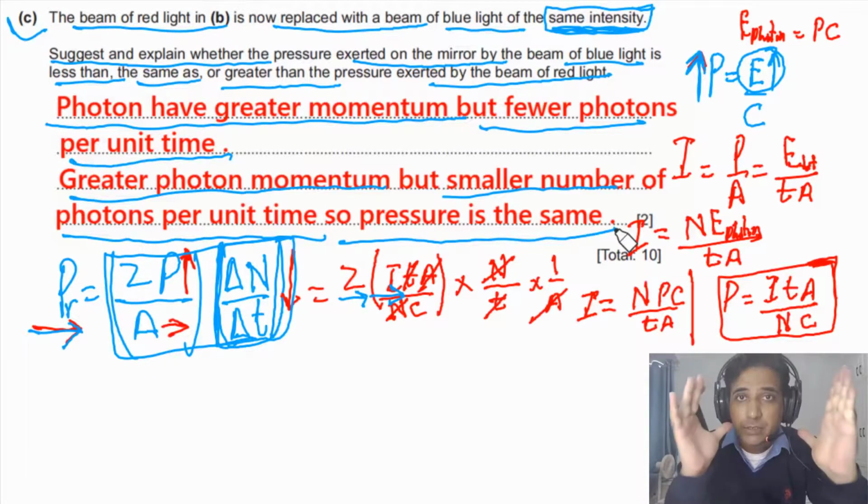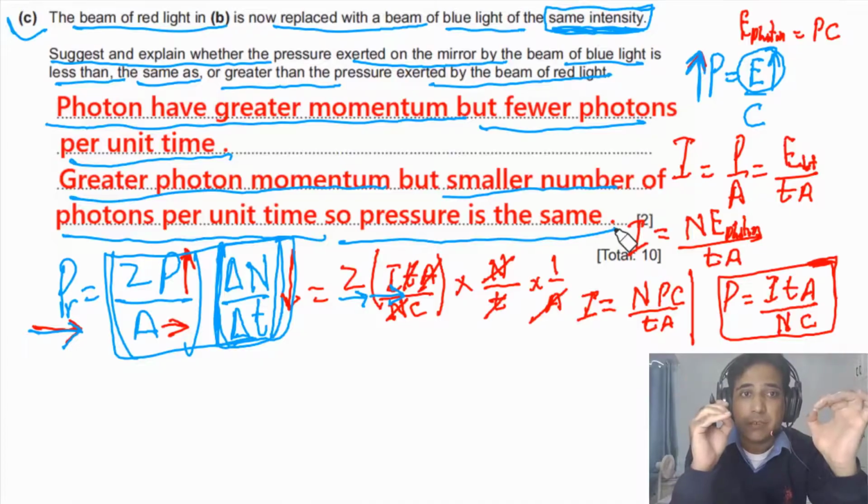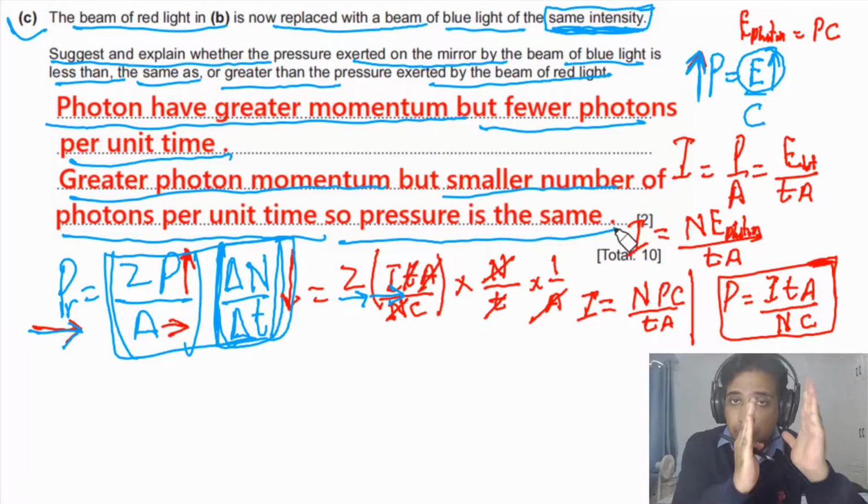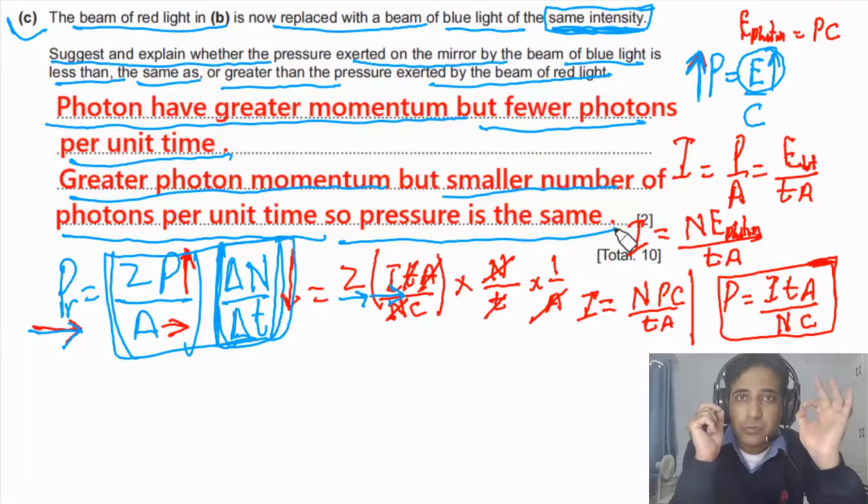So this is how you can answer. I hope now you have a better understanding of why pressure is the same when intensity is the same. So next time you can understand, as long as intensity remains the same, pressure remains the same.